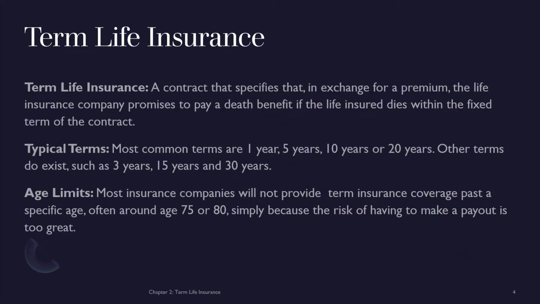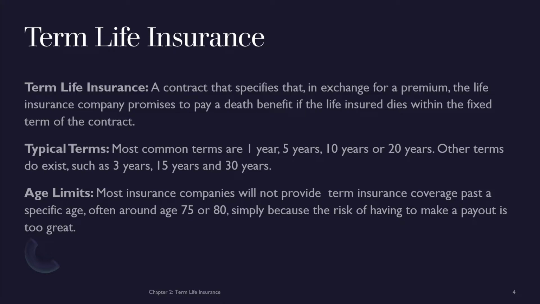So what is term life insurance? Basically, term life insurance is a contract that specifies that in exchange for a premium, the life insurance company promises to pay a death benefit if the life insured dies within the fixed term of the contract. Term life insurance policies have various different terms. The most common terms are 1 year, 5 years, 10 years, or 20 years. Most commonly, it'll be 10 or 20 years. Other terms do exist, such as 3 years, 15 years, and 30 years.